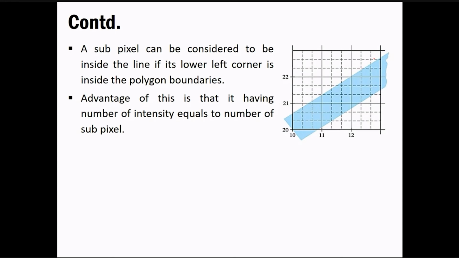Okay, so now what it says is, the advantage of this is that it has a number of intensities equal to the number of pixels. Okay, number of subpixels. So if you consider this, everything through which your line area or your polygon area is passing would have some intensity instead of simply not having any value. If each and every subpixel of a main pixel has some value, then you'd get something to be displayed on the monitor.